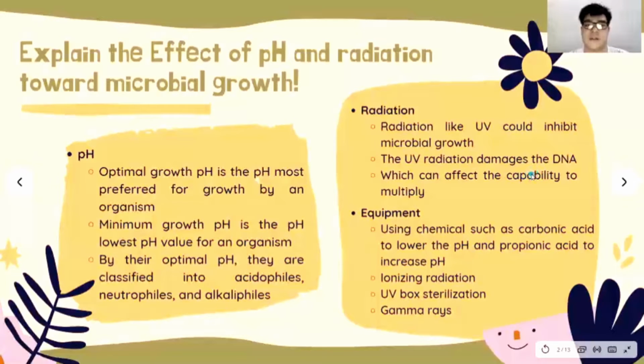So what are the effects of pH and radiation towards microbial growth? In terms of pH, the optimal growth pH is the pH most preferred for growth by an organism. The minimum growth pH is the lowest pH value for an organism, and by the optimum pH, they are classified into acidophiles, neutrophiles, and alkaliphiles. The next is the effect of radiation toward microbial growth, and it will be explained by my friend Nicholas.